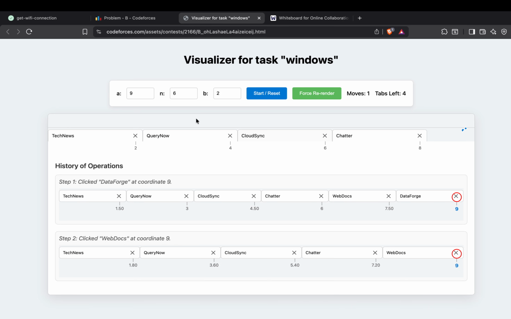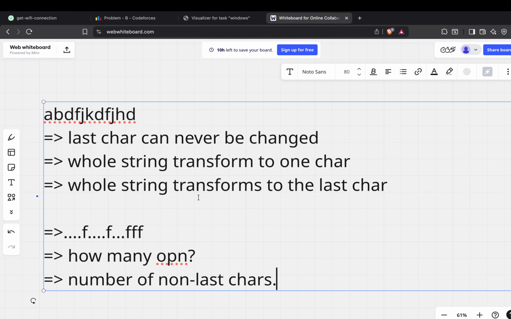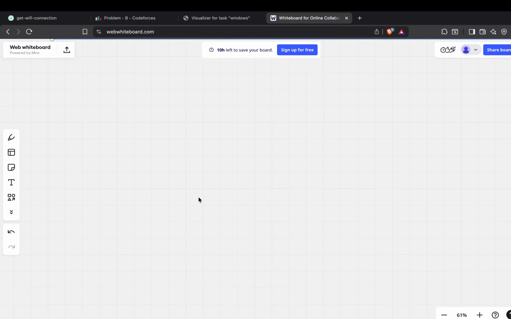Now, if we see that since B is fixed now, every tab takes the maximum length that it can take. So its width won't change right now. So if we move from the rightmost end to the first tab and cross, we can cross all the tabs now. Okay, why is this happening? Let's understand the mathematics behind it.